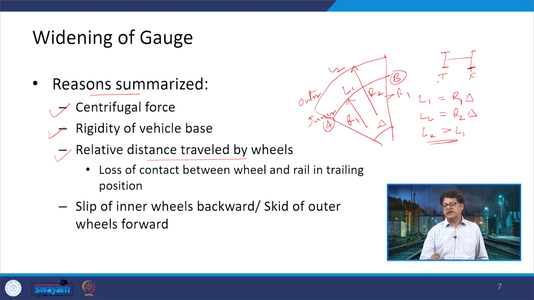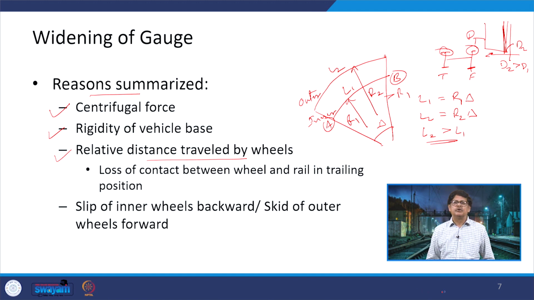So, this is the front and the trailing condition. The distance is going to be fixed, and that has been taken care of by way of the provision of the coning of the wheels, because in the case of the coning of the wheel, the diameter here is d2 and here it is d1, where d2 is greater than d1, and when it moves in this direction it means it is moving with respect to the diameter d2, and this is what we have discussed when we were talking about the coning of the wheels. So, when there is a relative distance travelled by the wheels that is different, then the loss of contact between the wheel and rail in the trailing position is one possibility.